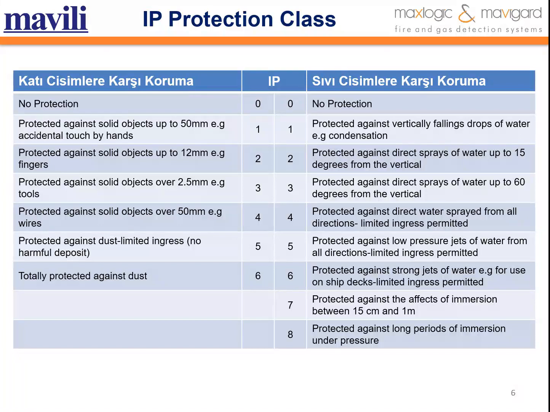You can see the table that follows the IP protection classes. You can see the numbers left and right. For example, IP65 is totally protected against dust and protected against low pressure jets of water from all directions, limited ingress permitted.